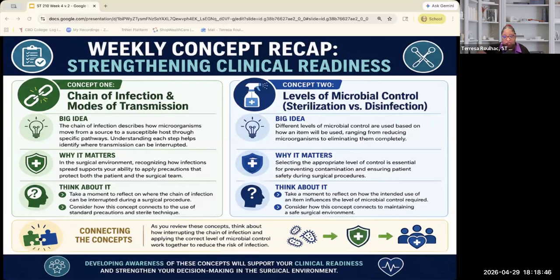Okay. So I do have a practice question because we are gearing up for midterms before we get into tonight's concepts. A CST performs proper hand hygiene before and after patient contact. I want you to ask yourself, what part of the chain of infection is being interrupted?